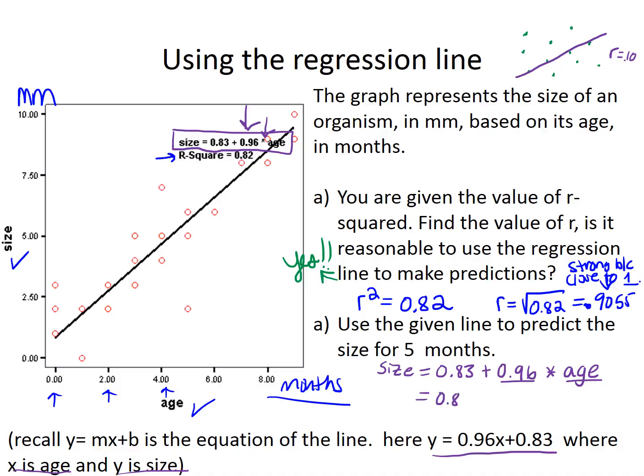We want to use the given line to predict the size after 5 months. So we would just plug in 5 there. Make sure you do the multiplication before the addition. 0.96 times 5 is 4.8, plus 0.83 should give you 5.63, and make sure that you put units on your answer. Those should be millimeters.